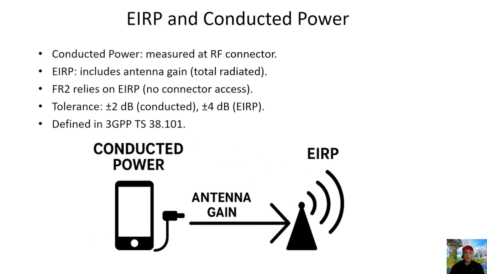The 3GPP standard TS 38.101 defines test conditions and tolerance limits, typically ±2 dB for conducted and ±4 dB for EIRP, to ensure stable transmit performance.